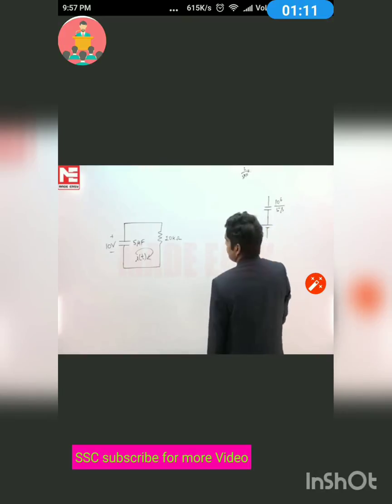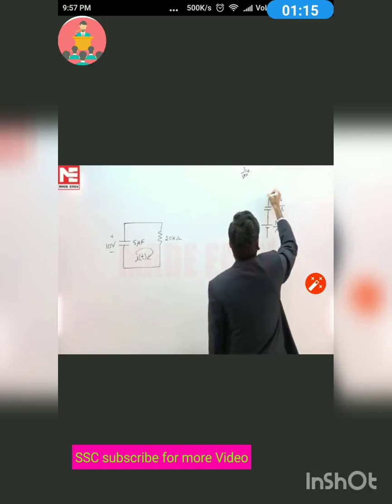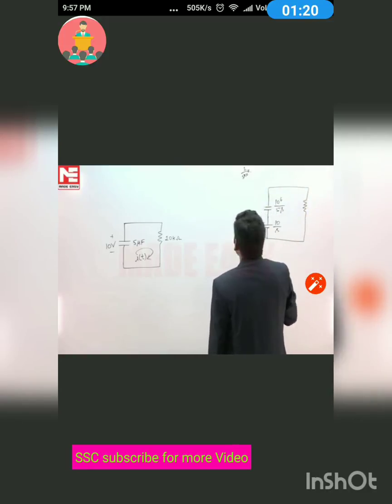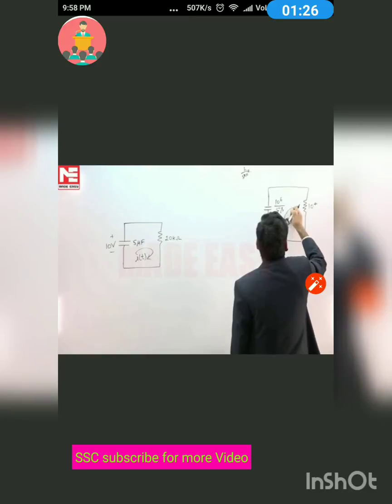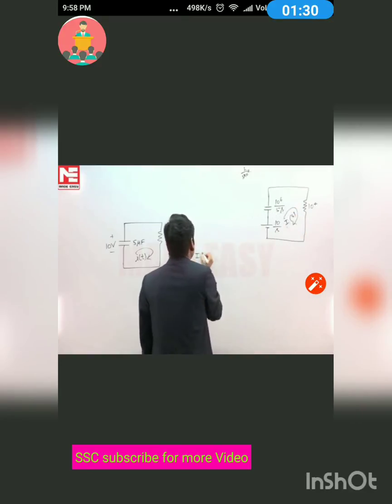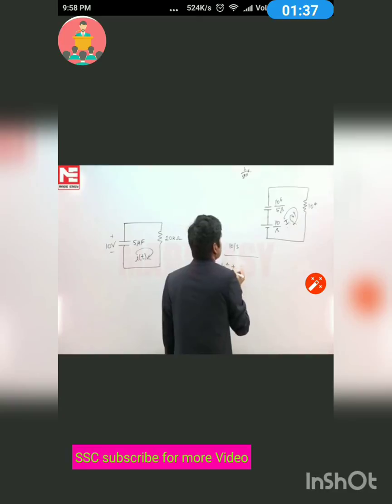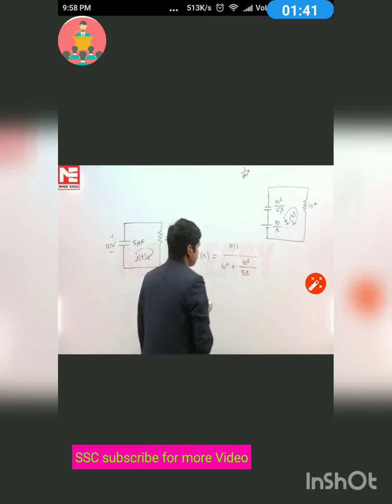The battery V0 upon s, V0 is 10, so 10 upon s. And the resistance is 10 to the power 4, and suppose the current is I(s). Now I(s) can be calculated as V(s), 10 upon s, divided by 10 to the power 4 plus 10 to the power 6 upon 5s.